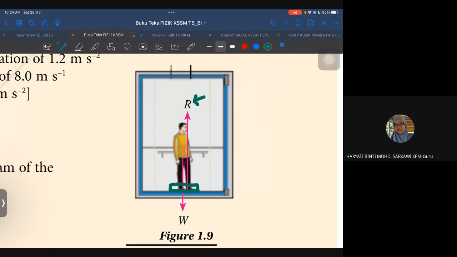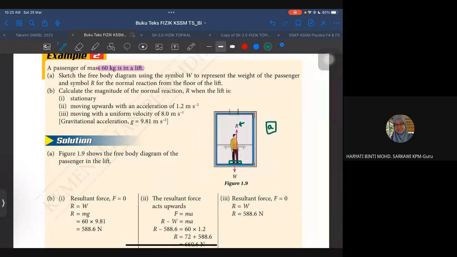Because when you enter a lift, when the lift moves up and down, the apparent weight of the passenger will vary. It depends on how the lift moves. If the lift is stationary, the reading of the weighing scale will be exactly the same as the weight of the man. But if, let's say, the lift is moving up with acceleration, the reading can be greater or smaller than the actual weight of the man. It depends on the direction and the acceleration of the object. Okay, so we can do calculation for this.